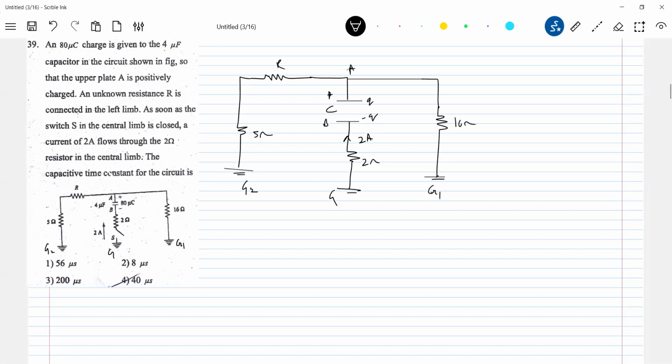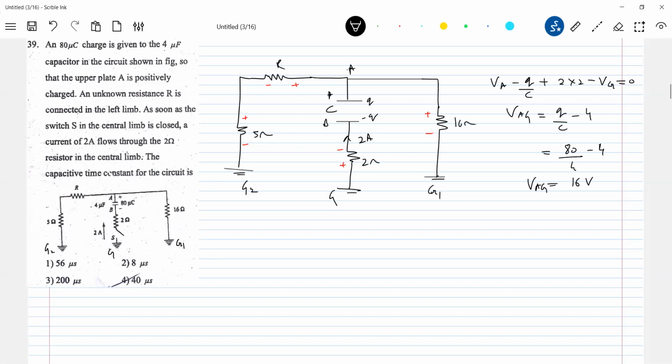This is G1. So can we calculate the potential difference VAG? VA minus Q by C. The current will enter here: positive, negative, positive, negative. These will be the polarities. VA minus Q by C minus 2 into 2, or plus 2 into 2, minus VG equals 0. So VAG is equal to Q by C minus 4. Q is 80 microcoulomb, capacitance 4, that micro will get cancelled out. 16 volt.